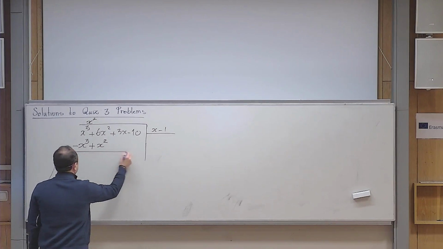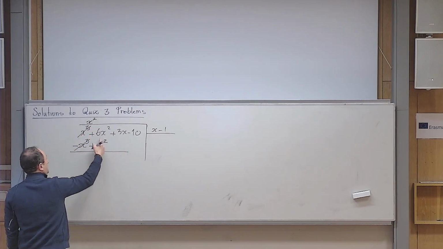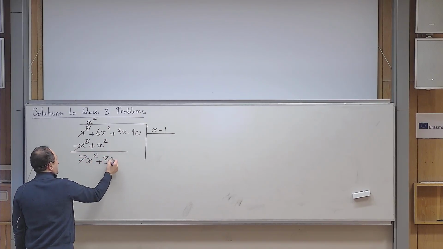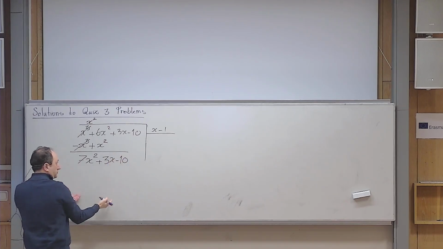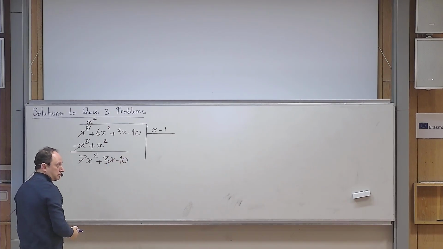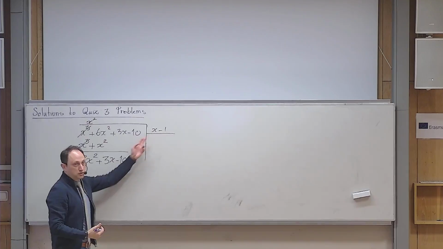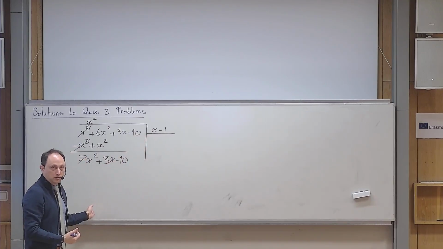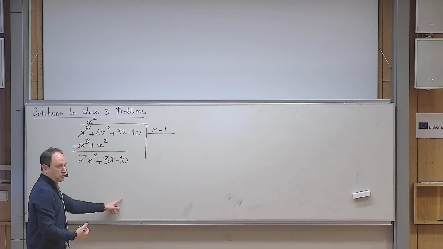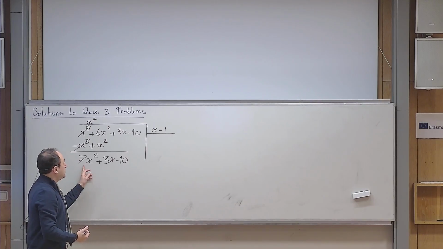So when you add them, this one and that one are gone, this one and that one becomes 7x squared, and this one becomes 3x minus 10. I just bring them down. And I repeat the process. According to the problem, because this is divisible by this, you will end up with 0 as the remainder. So you have to continue until you see 0 here. So I will do the process once more.